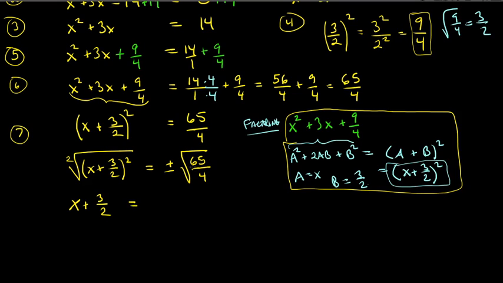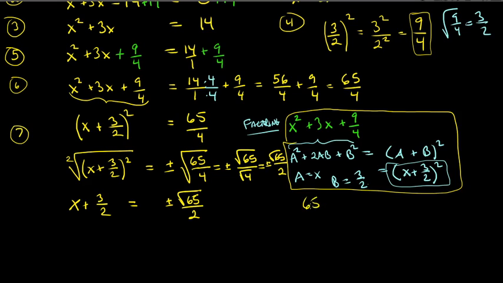And what do we get on the right side? So remember, we can split this up because it's a quotient. We can take the square root of 65 in the numerator and then the square root of 4 in the denominator. Well, the square root of 4 is just 2, right? So this is the square root of 65 divided by 2. Plus or minus the square root of 65 all over 2.